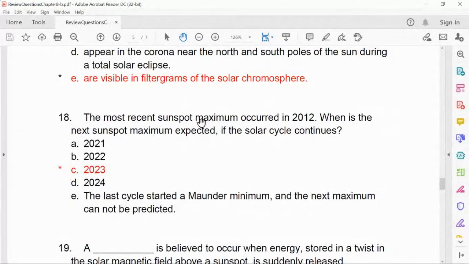The most recent sunspot maxima occurred in 2012. The one before that, it was in 2001. When is the next maximum expected? Well, you add 11 years to that, because we said every 11 years. So you add 11 to 2012, and it will give you 2023.